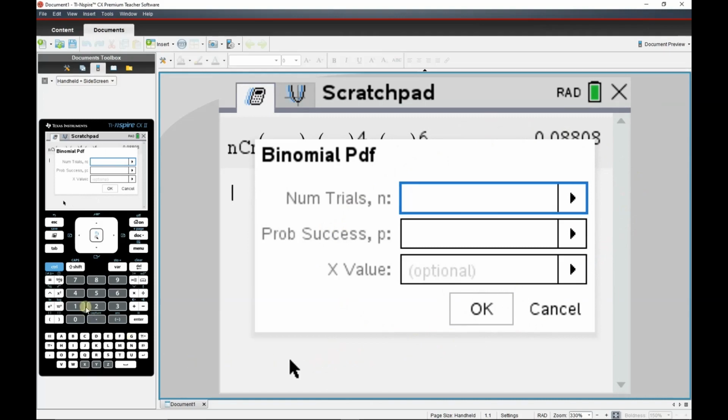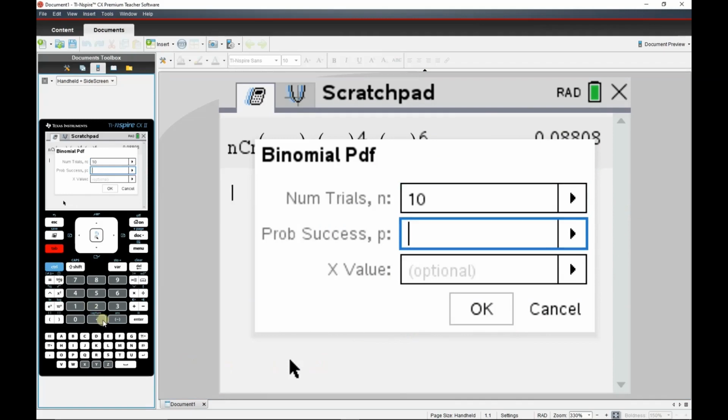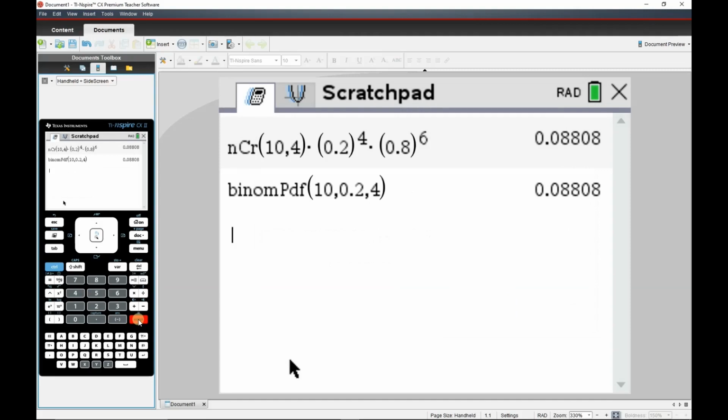And the nice thing about it is it comes up with this little input screen that tells you exactly what to put in. So number of trials is 10, tab. Probability of success is 0.2, and then we'll tab the value for x. That's the value of x that we're interested in getting the probability of. That would be 4. Tab down to OK, and there it is. And what's even nicer is we can do a little bit more exploring.